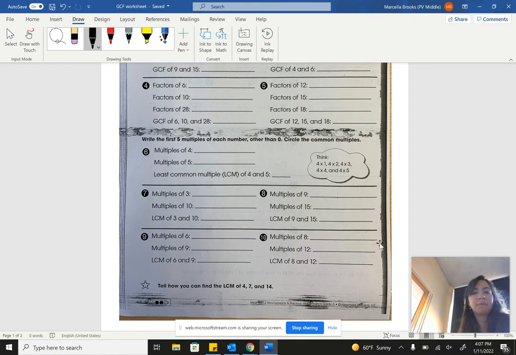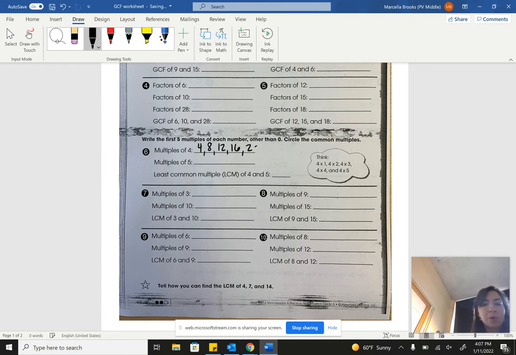So multiples of 4, I'm just going to skip count by 4. 4, 8, 12, 16, 20, 24. Those are the first 6 multiples of 4. Multiples of 5, I skip count by 5. 5, 10, 15, 20, 25. And we'll do 30 so that we can have 6 multiples of each.